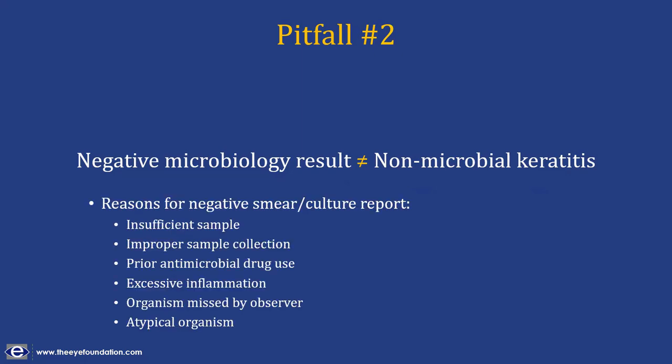And there are multiple reasons why one could have a negative microbiology result. You could have an insufficient sample. You could be taking a lot of the epithelium and slough, which might not yield any organisms on smear or culture. If there is prior antimicrobial use, that would inhibit the growth of these organisms on culture. A lot of inflammation would crowd your field with a lot of polymorphonuclear cells. An organism can always be missed by the observer, whether an ophthalmologist or a microbiologist. And of course, the presence of atypical organisms that might require special staining.